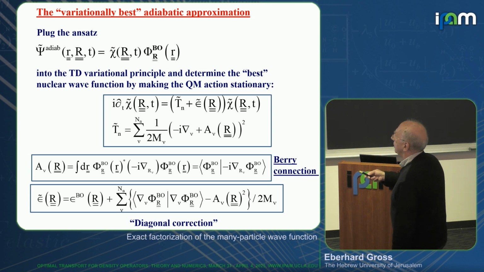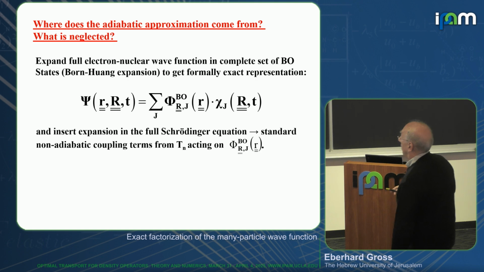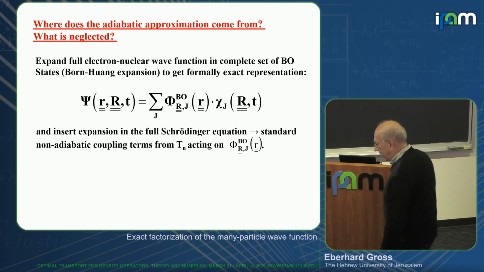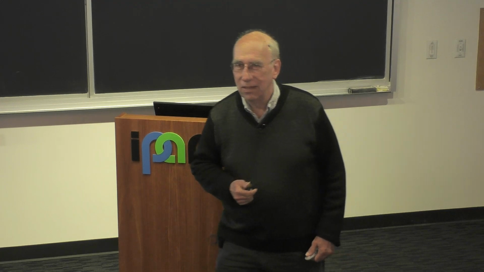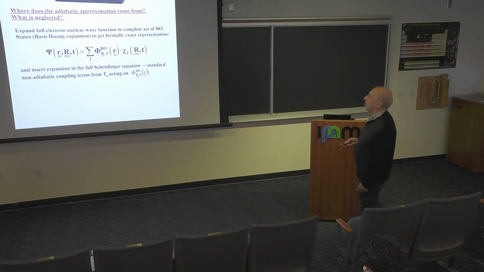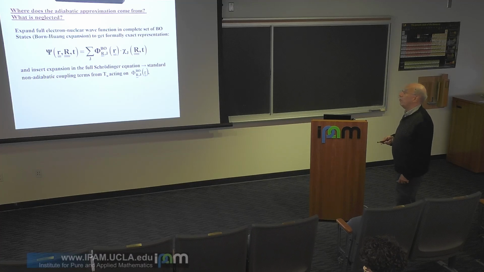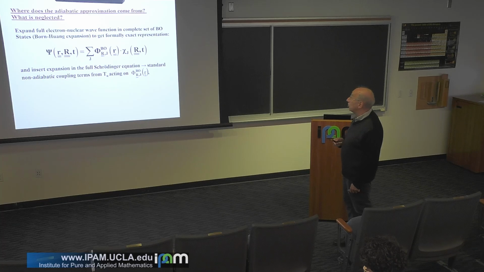One Born-Oppenheimer state, but a slightly different nuclear wave function. Okay, now where does this approximation come from? Is it a good approximation? What have we neglected in writing it down? And it is useful to compare with a formally exact representation of the full electron-nuclear wave function.